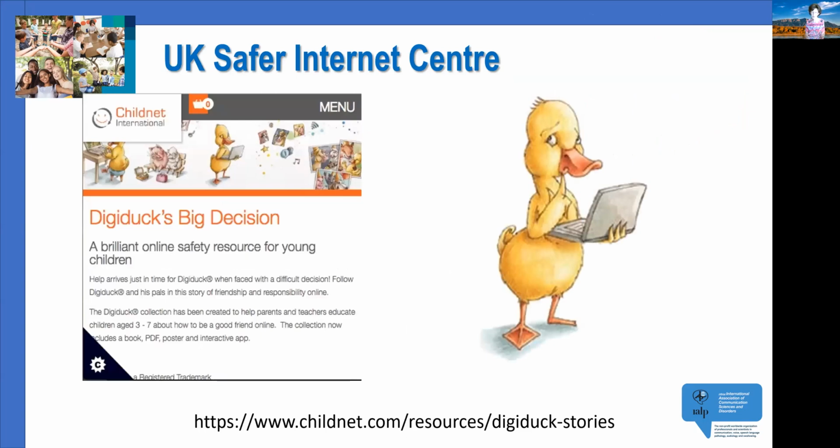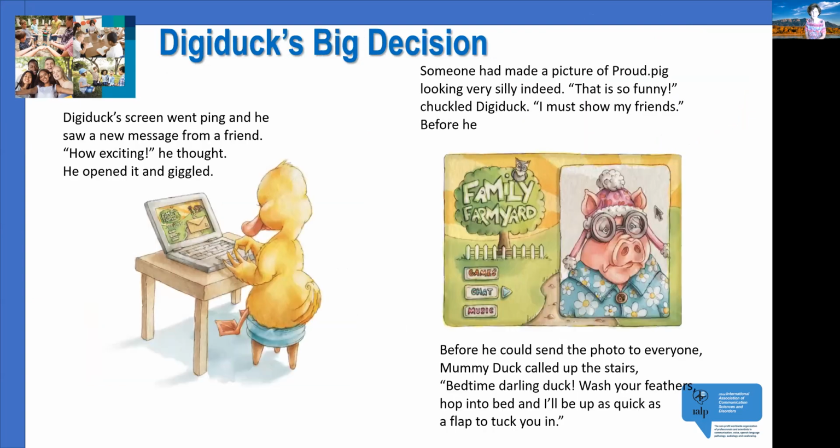DigiDuck is a series of books out of Britain to help young children also learn about aspects of digital citizenship. And here, Digi's on his computer and someone sends him a silly photo of his good friend, Proud Pig. And it's a really nasty photo of Pig. It makes him look really bad.